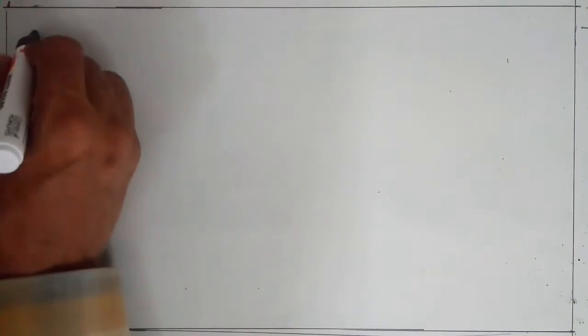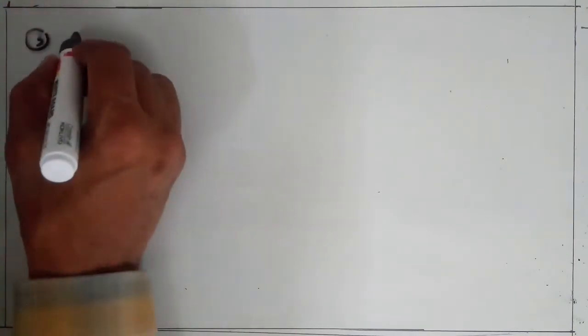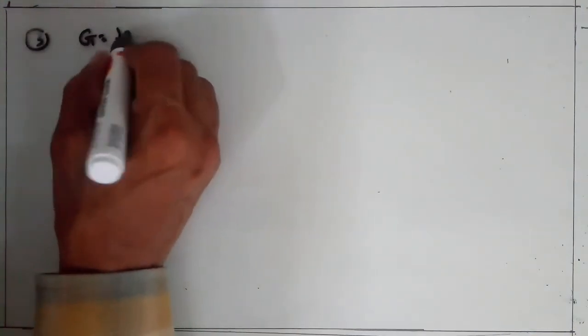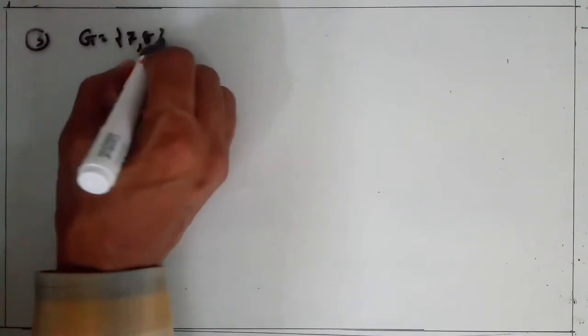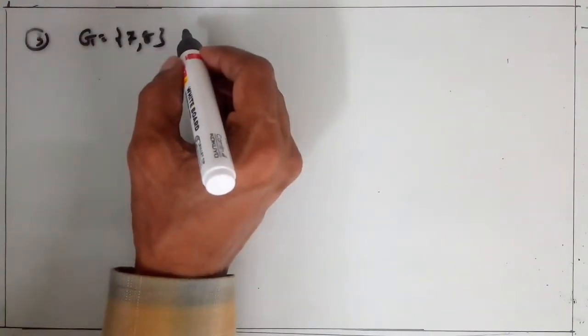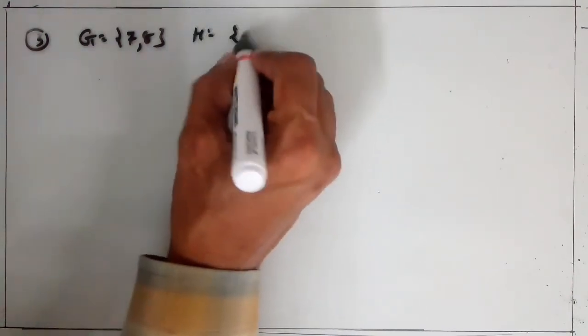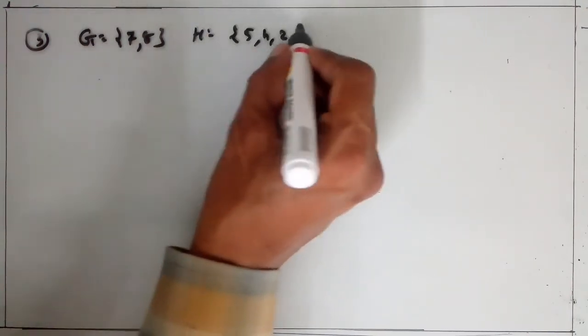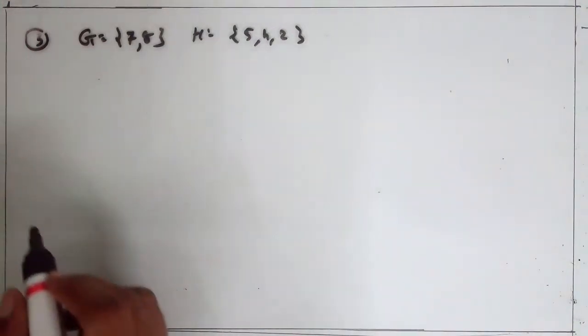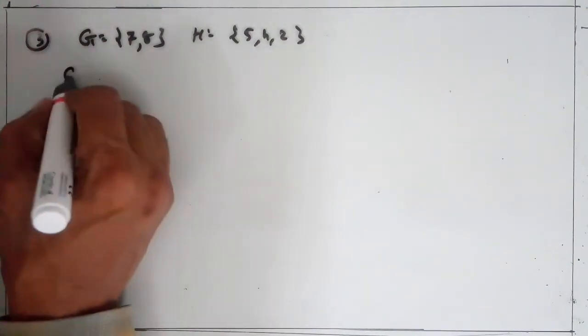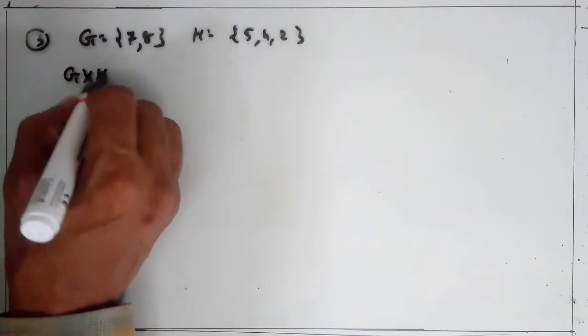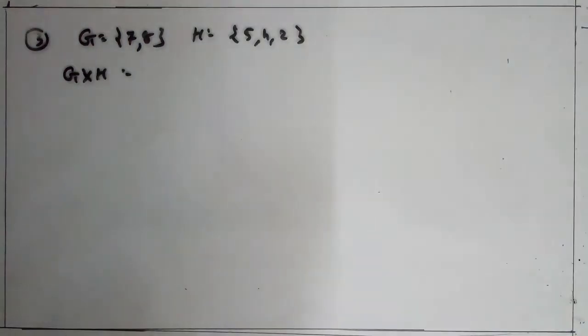Now question number 3. If G is equal to {7, 8} and H is equal to {5, 4, 2}, find G cross H and H cross G.